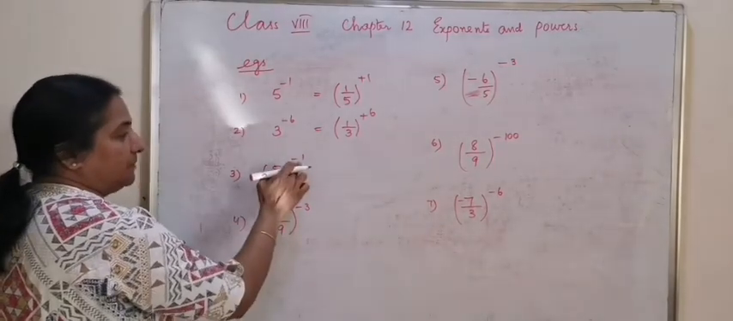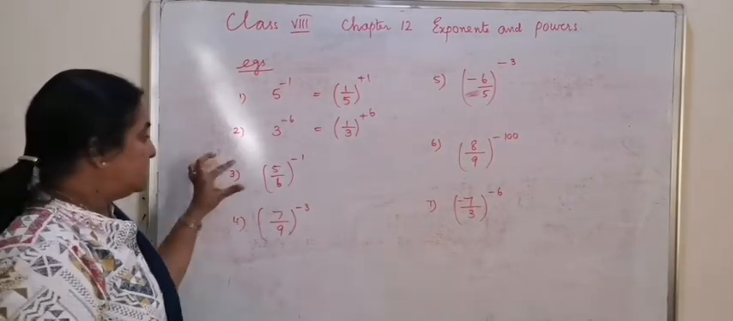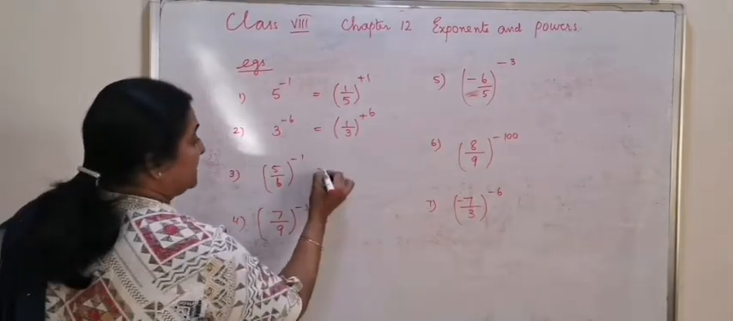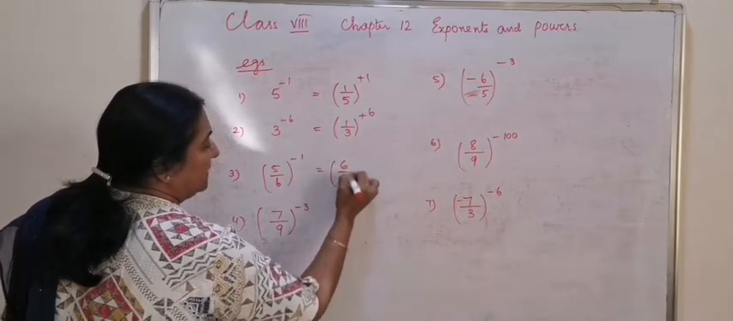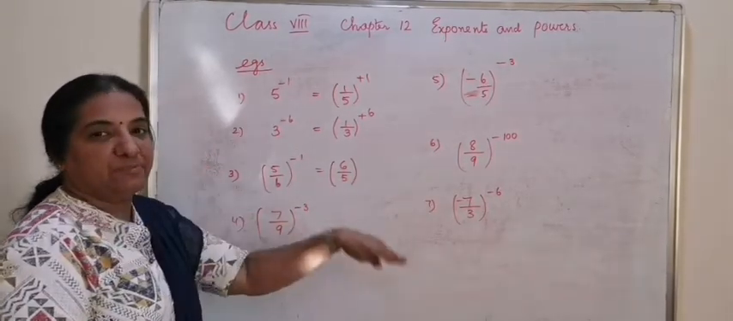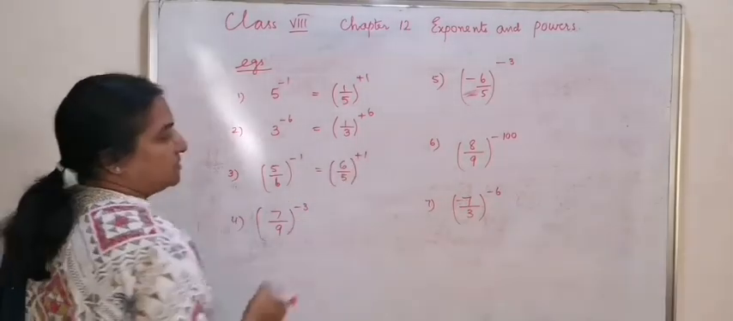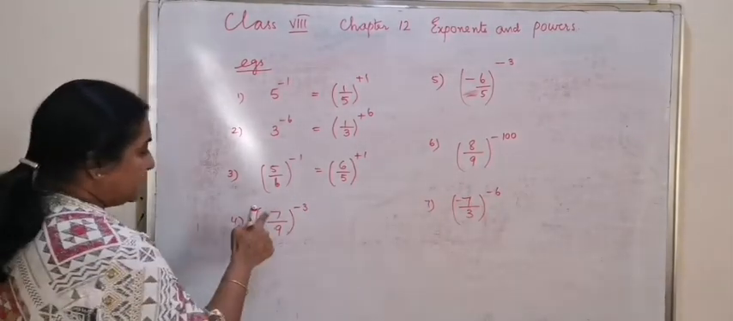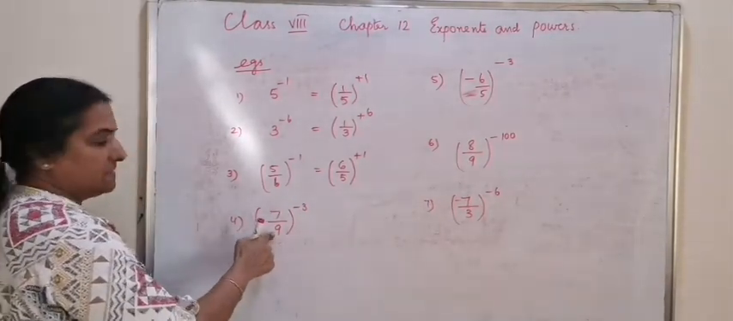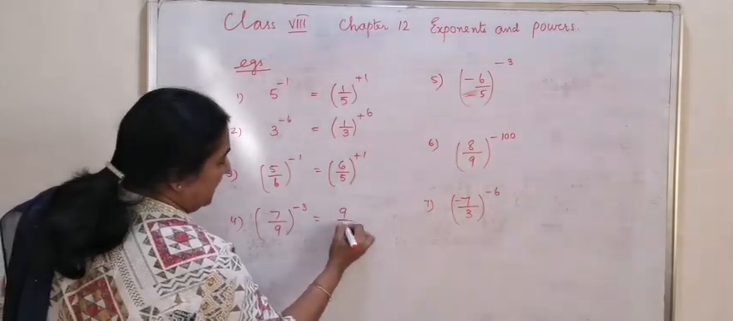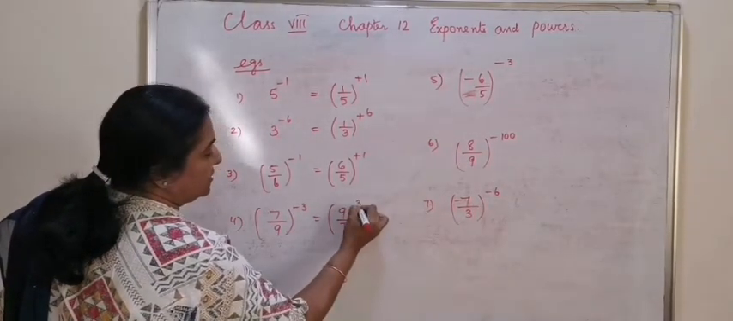5 by 6 to the power of minus 1, the base is 5 by 6. You will write the reciprocal as 6 by 5. At the same time, the negative exponent will be changed as the positive exponent. 7 by 9 to the power of minus 3 is the same as 9 by 7 to the power of positive 3.